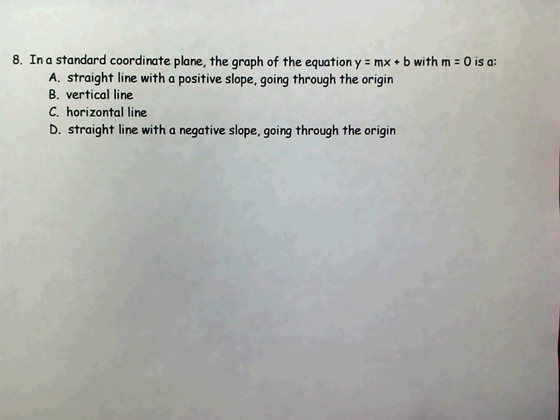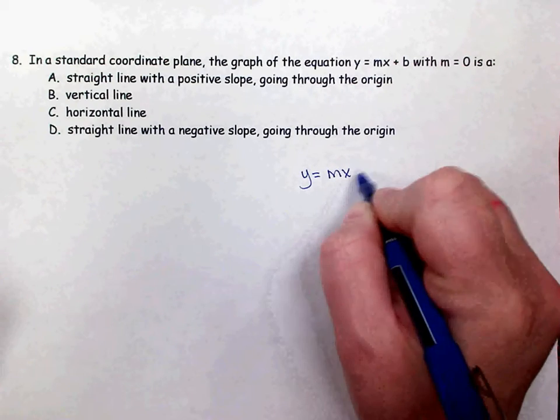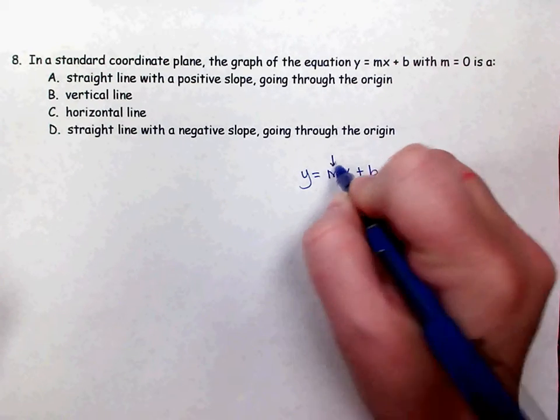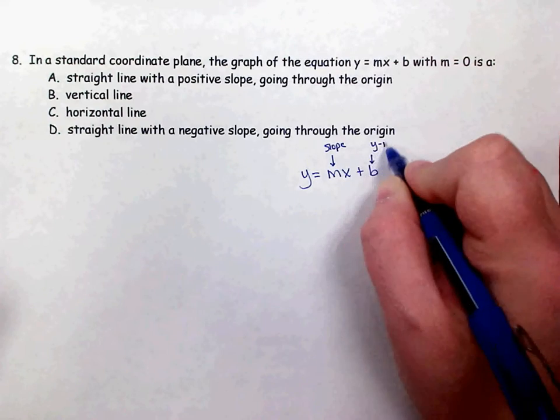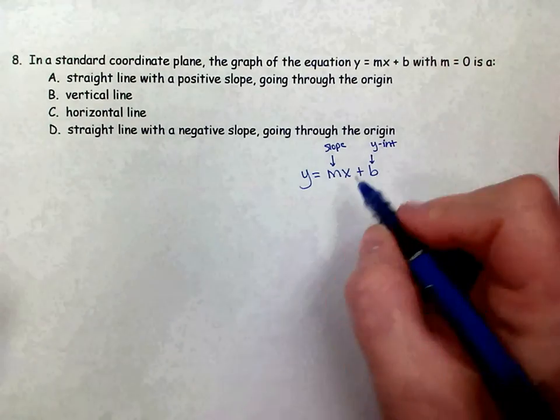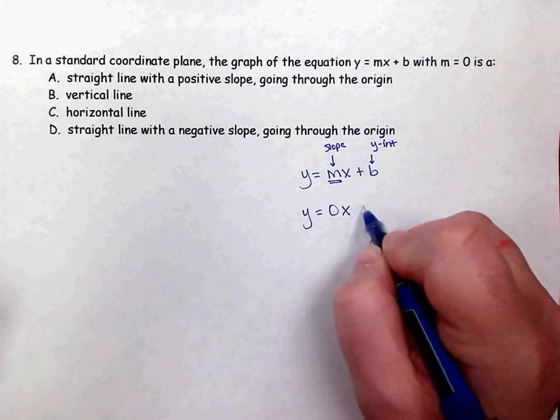Number 8 says in a standard coordinate plane, the graph of the equation y equals mx plus b with m equals 0 is a, and it gives us 4 options. So remember, this is called slope-intercept form. m is your slope and b is your y-intercept. So it's telling us what m is. It's telling us it's a 0.